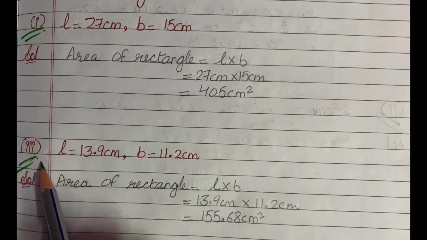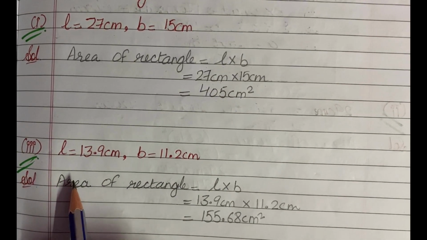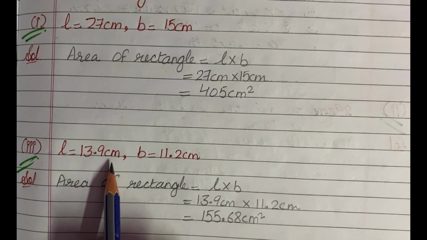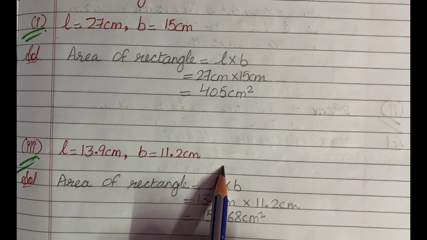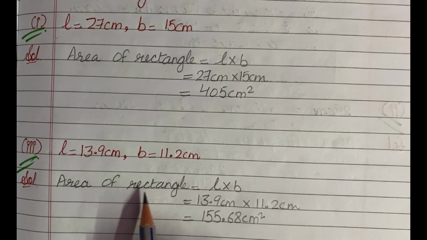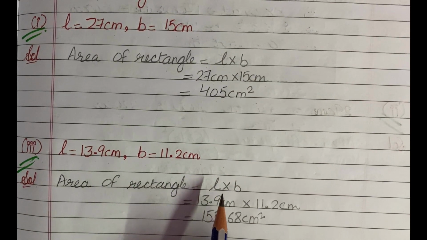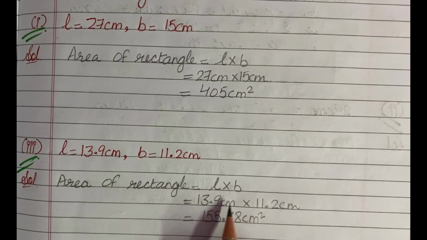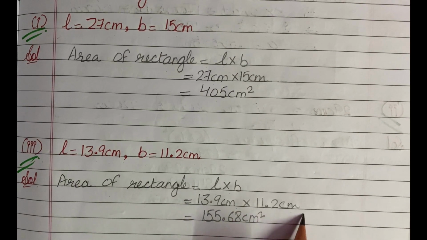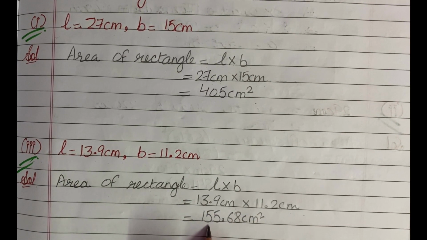Next is the third part of the same question, and in this L is equal to 13.9 centimeter and B is equal to 11.2 centimeter. And you know that the area of a rectangle is equal to length multiplied by breadth. That means L multiplied by B. Therefore, 13.9 centimeter multiplied by 11.2 centimeter will give us 155.68 centimeter square as the area. Hopefully, this is also clear to you.